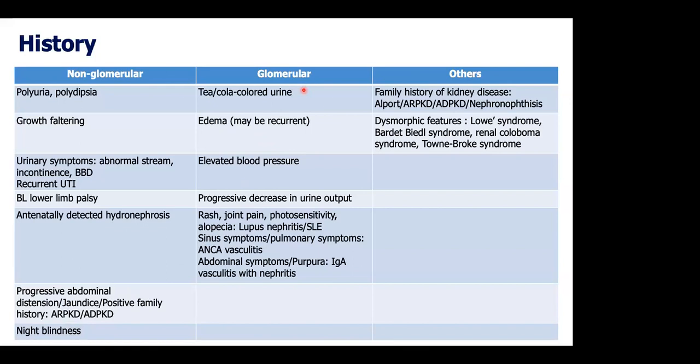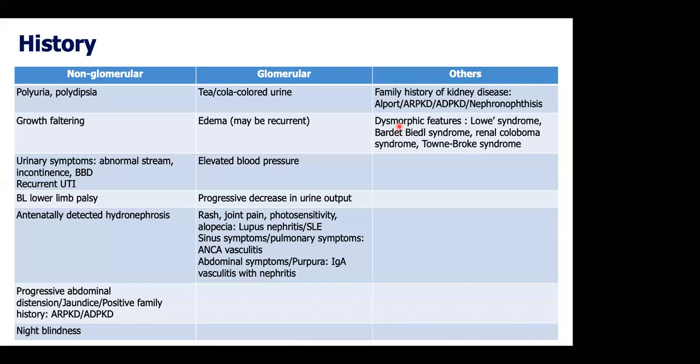If untreated, they could present with tea or cola colored urine. Mostly we could imagine that it is the color of a decoction of either coffee or tea. Edema, which may be recurrent, elevated blood pressures and its associated symptoms, progressive decrease in urine output, and certain markers would indicate systemic vasculitis like rash, joint pain, photosensitivity, and alopecia. Sinus symptoms and pulmonary symptoms would indicate ANCA vasculitis, and abdominal symptoms and purpura over the extremities, which are recurrent, would indicate IgA vasculitis with associated nephritis.